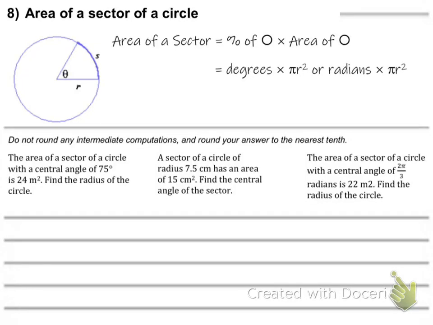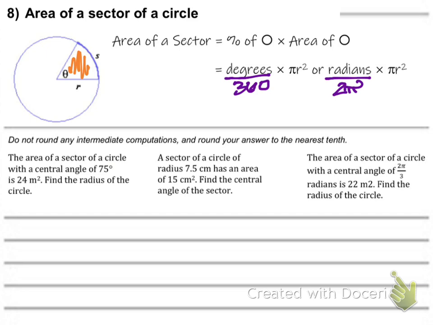For the area of a sector of a circle, we're looking at just this little spot here. So what we want to know basically is what percentage of the full circle is that, right? So we want to find out what portion of the circle we are talking about and then multiply that times the area of the circle. So if we're talking about degrees, we're going to use degrees over 360 times the area. If we're talking about radians, we're going to use radians over 2 pi.